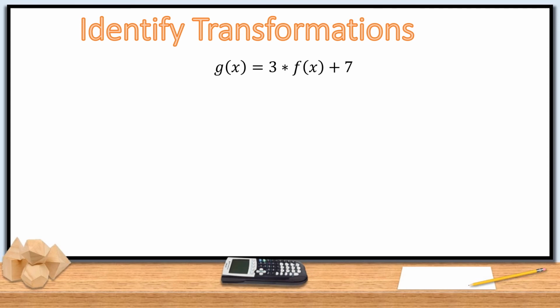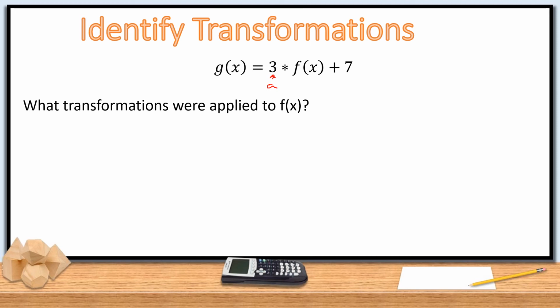This time we're given g of x equals 3 times f of x plus 7, and we're being asked what transformations happened to f of x to get g of x. Now this is just verbal. If there's a 3 here, that's in the a position, and a controls stretches or compressions vertically. It is bigger than 1, which means it's going to stretch, so we have a vertical stretch by a factor of 3.